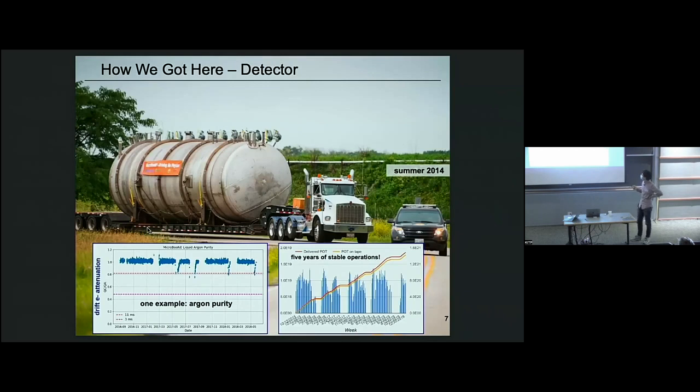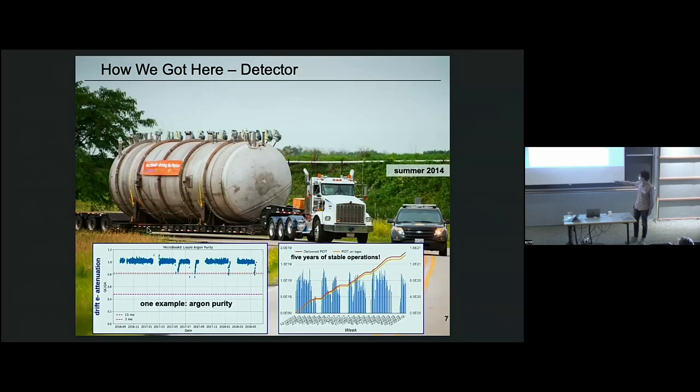There's two parts to this story. One is the detector itself. Here you see the detector being transported to the detector hall at Fermilab in the summer of 2014. I'll just highlight two aspects of the success on the operational side. One is the good argon purity that we obtain, which in turn allows our electrons to drift cleanly without being stopped along their path as they reach the electronics, for about a couple meters.